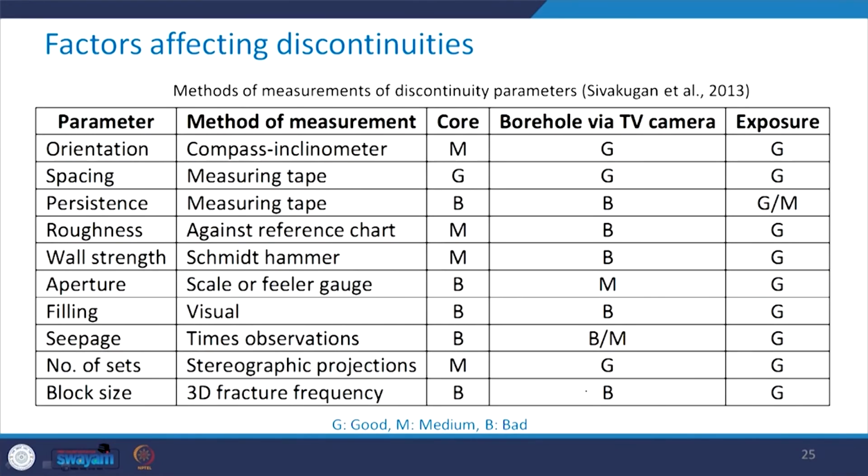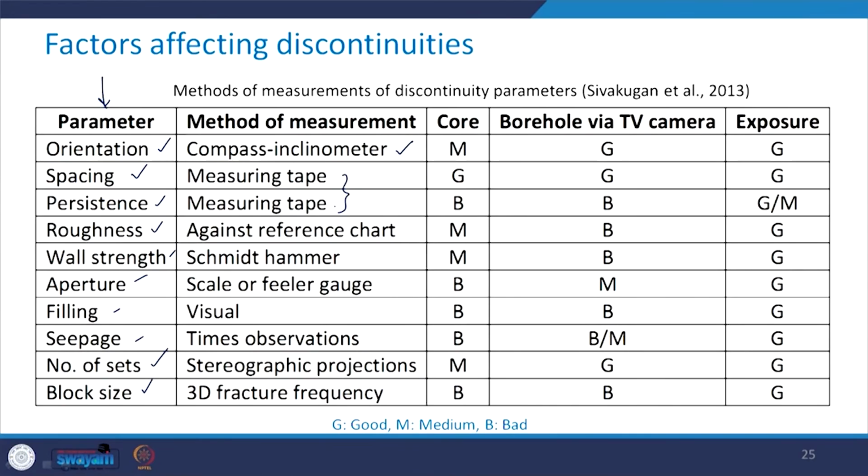Some of the methods for the measurement of various discontinuity parameters have been summarized here in this table. The first column gives you the parameters, which are orientation, spacing, persistence, roughness, wall strength, aperture, filling, seepage, number of sets and block size. Then, what is the method of measurement? Orientation can be measured using a compass inclinometer. Spacing and persistence, you have to use measuring tape to measure.